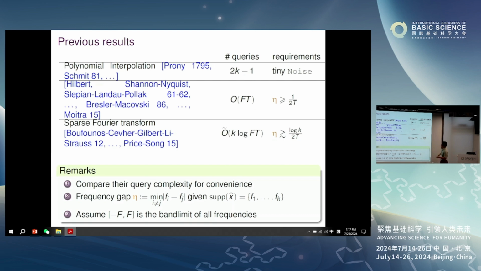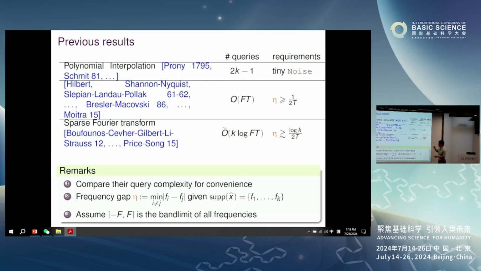One thing I didn't say is that I only discussed the query complexity here because all algorithms have time complexity that's polynomial in the query complexity. Another reason is that for many practical applications, it's more expensive to take a query on the signal, while computation is cheap nowadays.